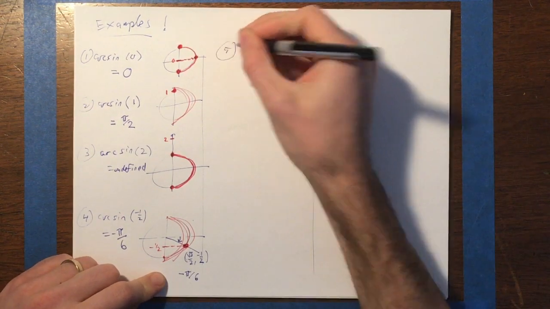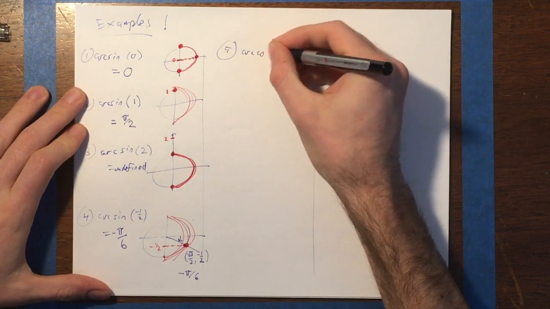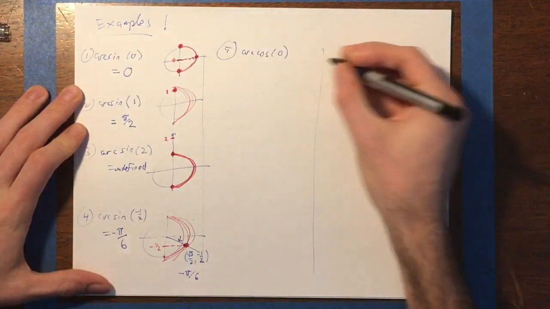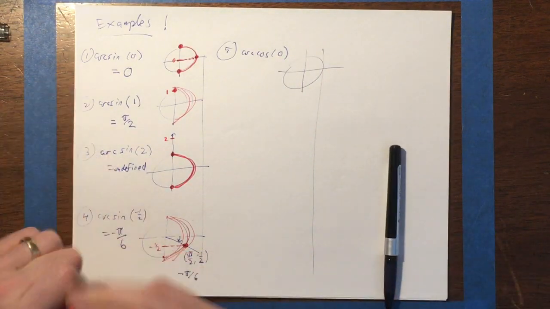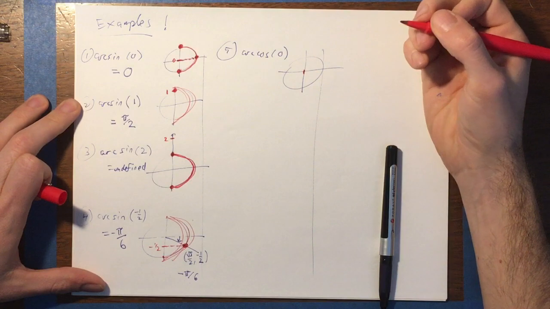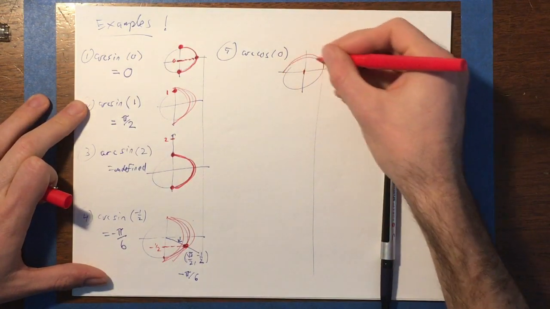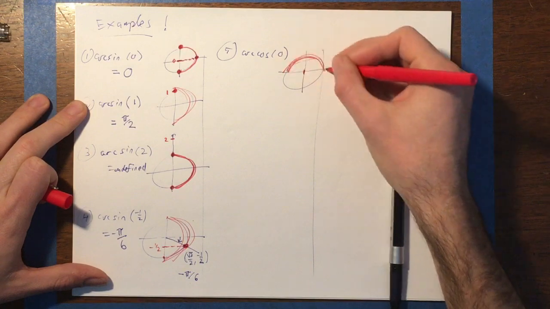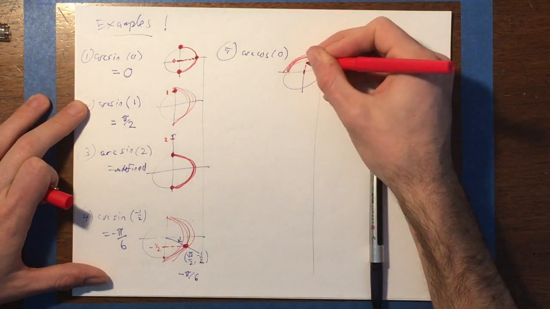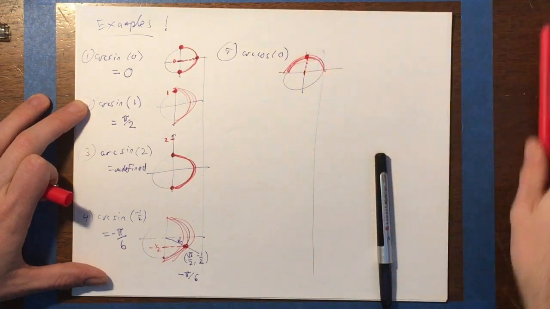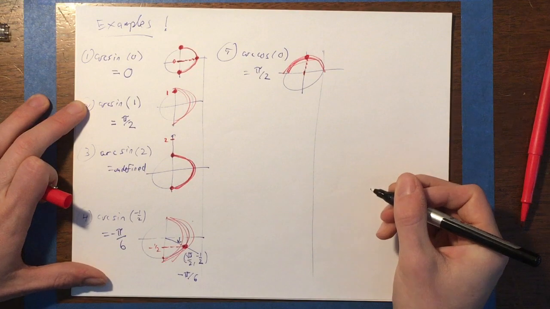All right, let's do some with cosine. Let's do arc cosine. What's arc cosine of 0? Well, this time cosine is the x coordinates, right? So we'd find 0 on the x-axis, and then the domain that we restricted to, or the range of arc cosine, is this range here, 0 to pi. So trace up, find the point. That point is at pi over 2, so the answer here is pi over 2.